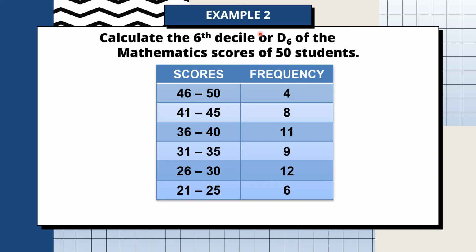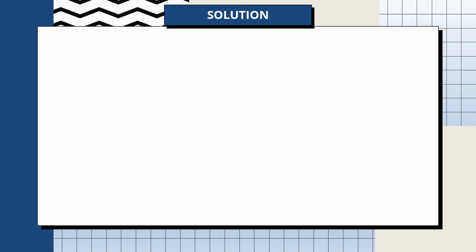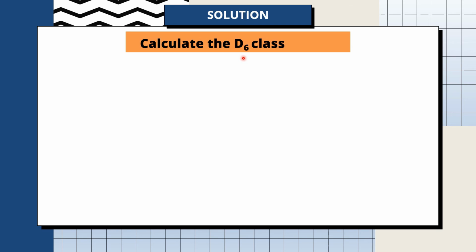Next, proceed tayo sa example number 2. Using the same data, this time we're going to calculate the 6th decile or yung D sub 6 natin. So, the same data po yung gagamitin natin. Ang first step na natin is to calculate the D sub 6 class. Kasi nga, same lang naman yung data natin. It means na-solve na natin yung lower boundary at saka yung cumulative frequency.